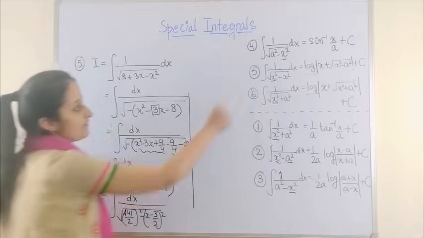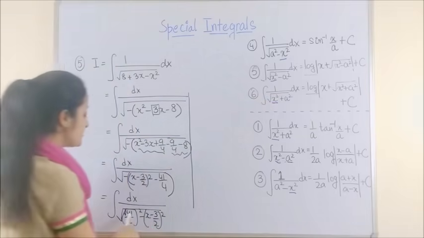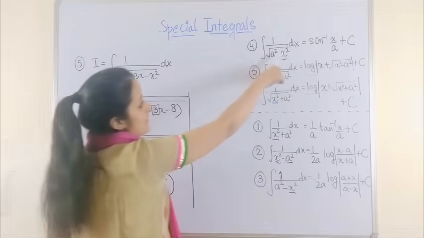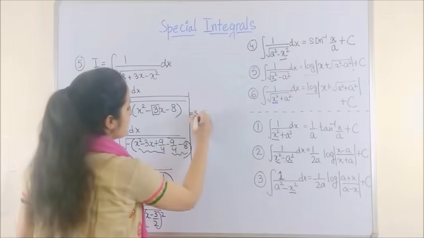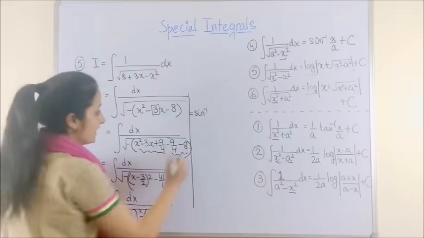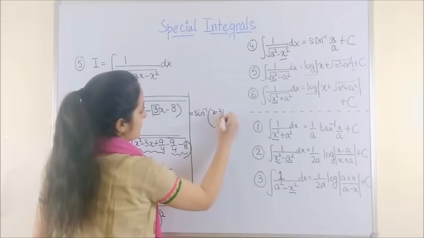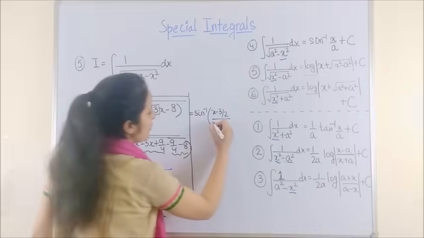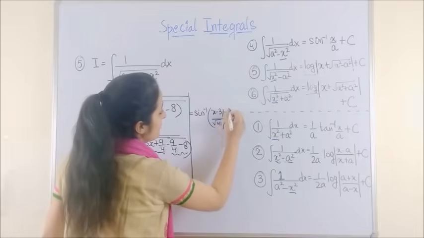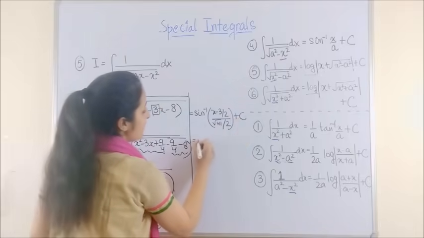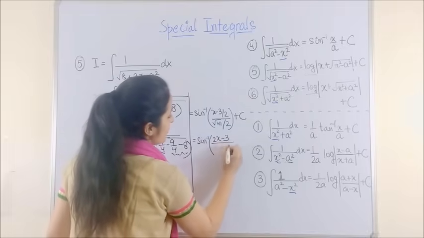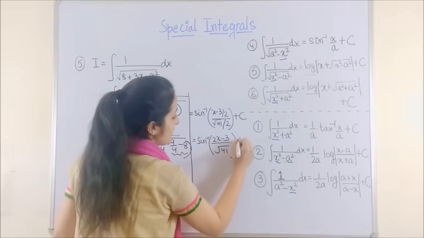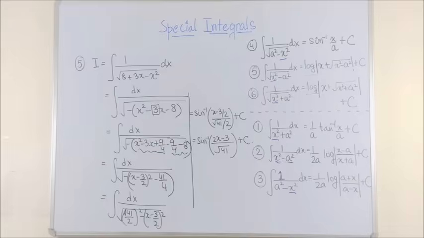And that's it. We have our formula, which is 1 upon under root of a square minus x square, ready with us. So the answer would be sine inverse of x by a, which is root 41 by 2 plus c. On simplifying, we get sine inverse of 2x minus 3 upon root 41 plus c.